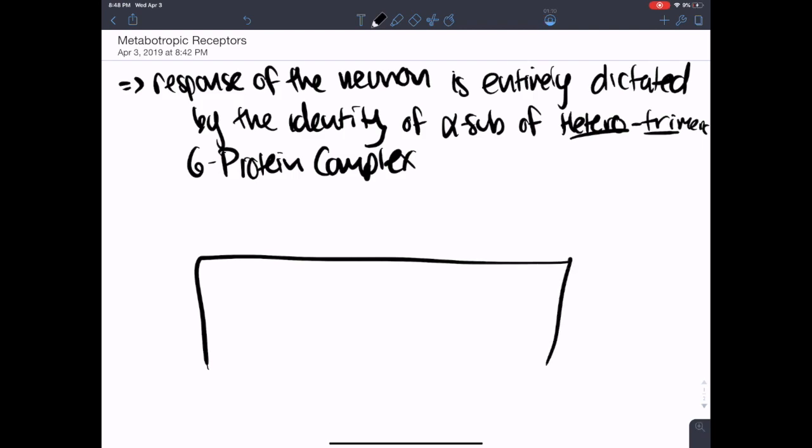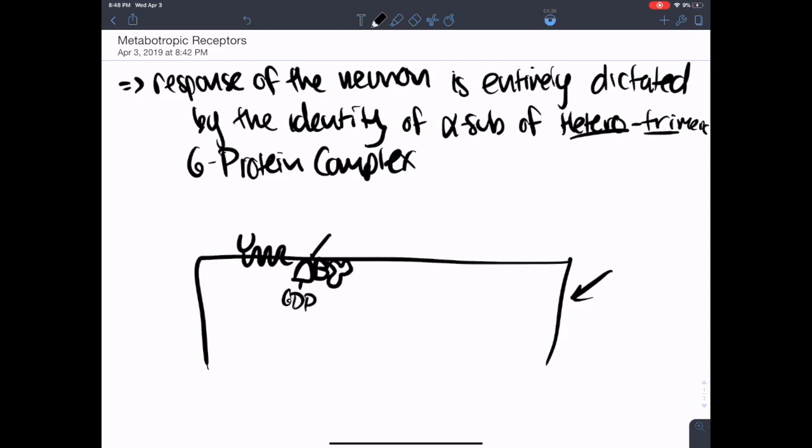Well, when we have a G protein coupled receptor, let's say this is a cell, and we have our 7-pass, 1, 2, 3, 4, 5, 6, 7, our 7-pass transmembrane regions, we have our G protein complex right here. And it's heterotrimeric because it contains the alpha, the beta, and the gamma subunit, which are all different. And the alpha subunit is conjugated to a molecule of GDP.